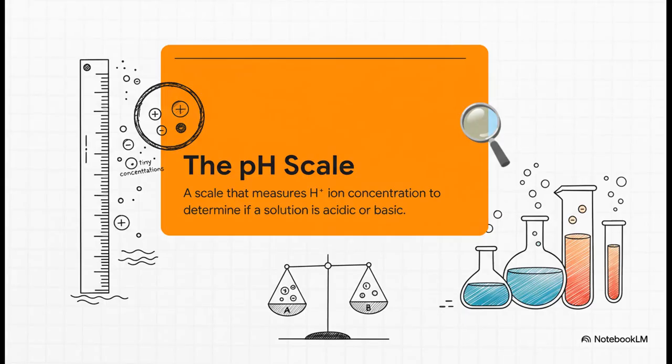Now, trying to measure those tiny ion concentrations directly would be a huge pain. So scientists came up with a brilliant shortcut, the pH scale. It's a genius way to convert those messy, tiny numbers into a simple, easy-to-read scale, usually from 0 to 14. Think of it as the official scorecard for the world of acids and bases.